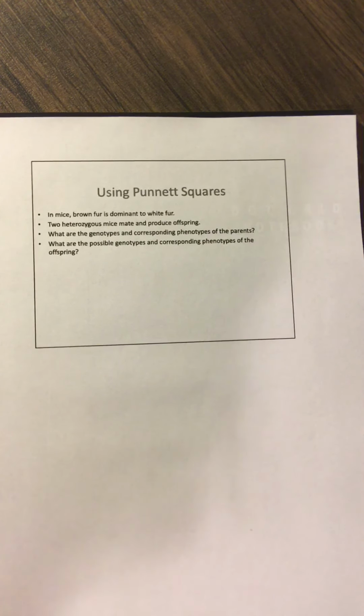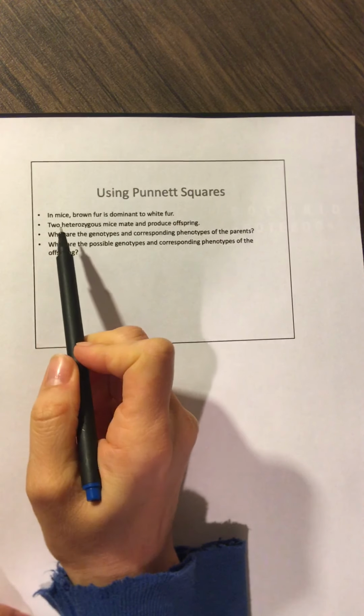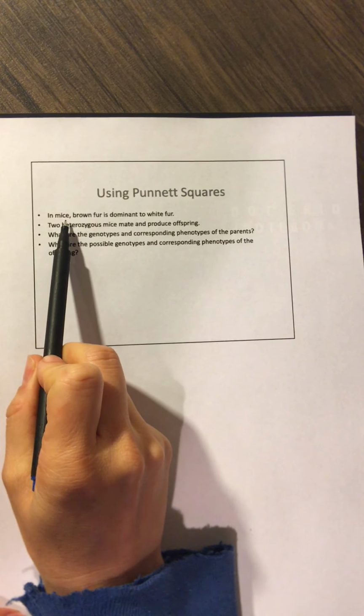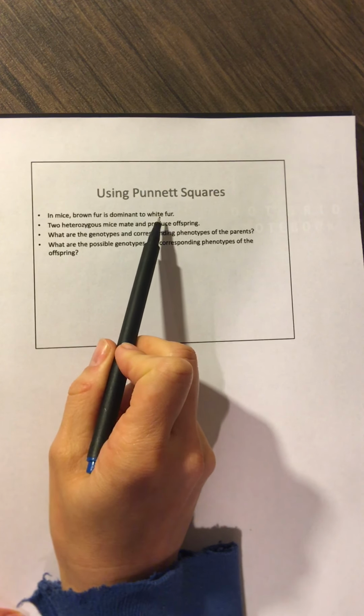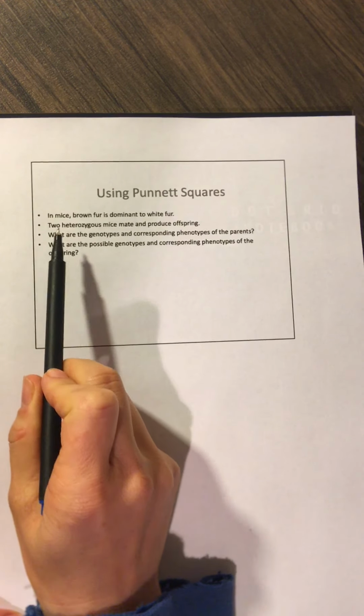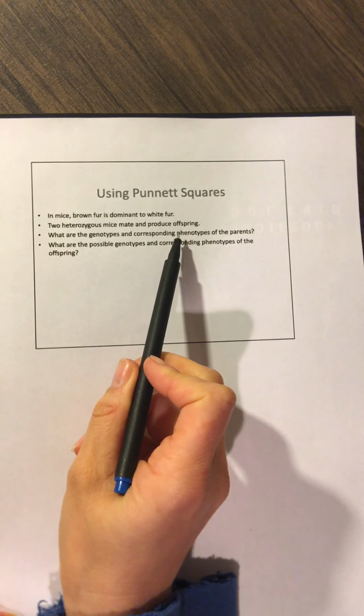In this video, I'm going to demonstrate how to use Punnett squares to solve genetic problems. So in this example question, we're looking at fur color in mice. And we see that given in the question, brown fur is dominant to white fur. And then it says, two heterozygous mice mate and produce offspring.